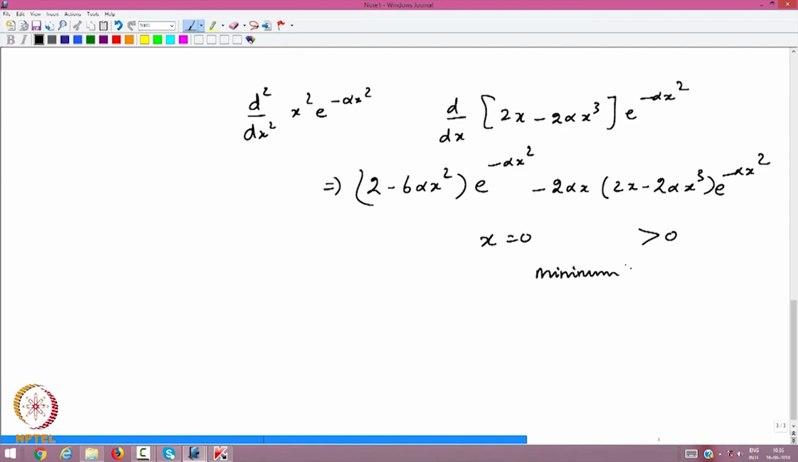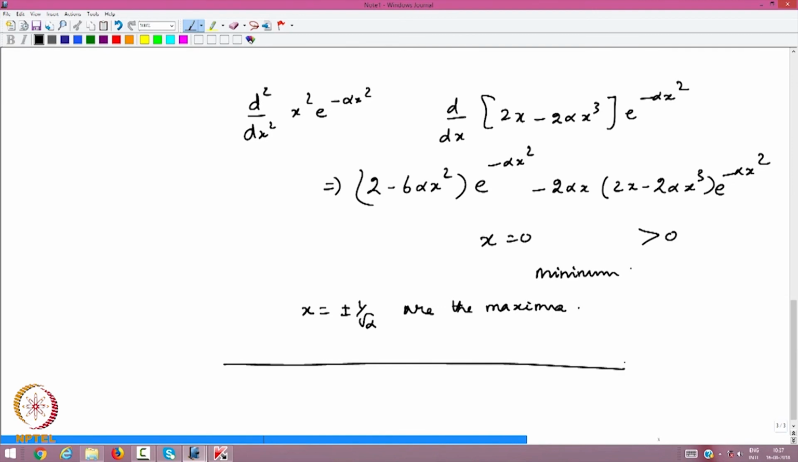Okay. Now, if you put x is equal to 1 by root alpha, you can see that x square is 1 by alpha, and alpha cancels out, this is 2 minus 6, and if you do that, the whole thing will turn out to be negative. Okay. Whether you put plus or minus 1 by root alpha, both will give you the second derivative less than 0. So, x is equal to plus or minus 1 by root alpha are the maxima for this function. I think that is what this problem is all about.